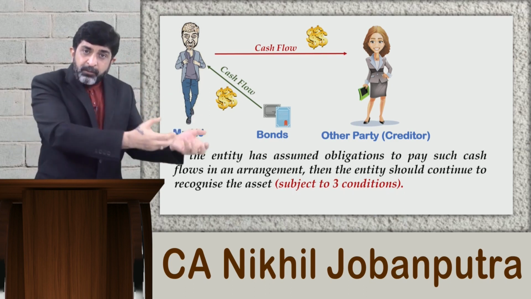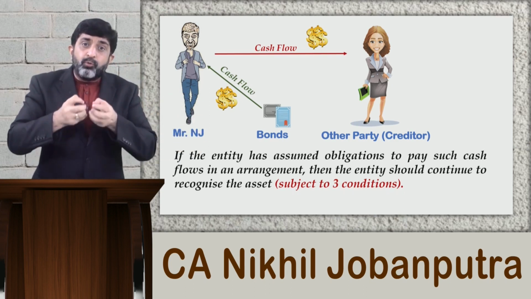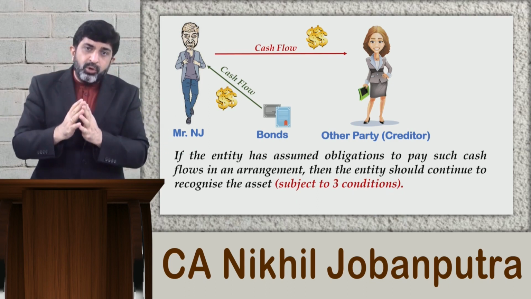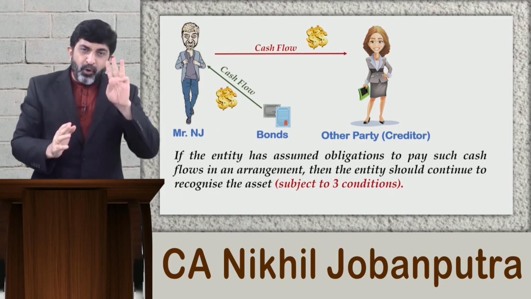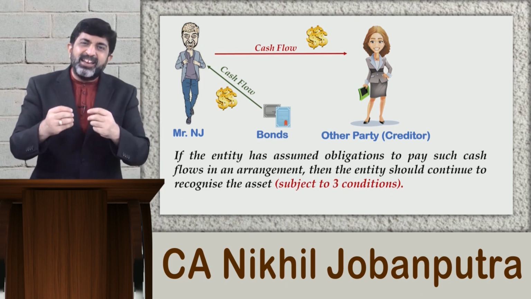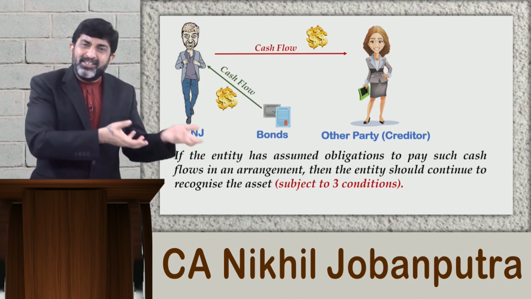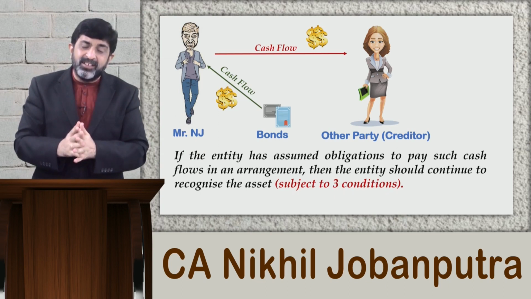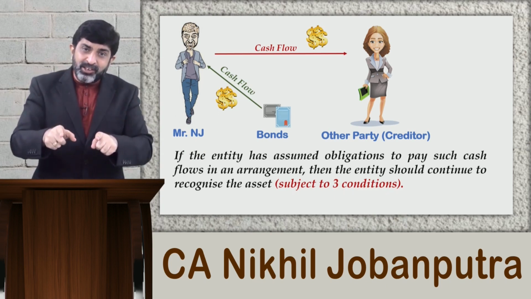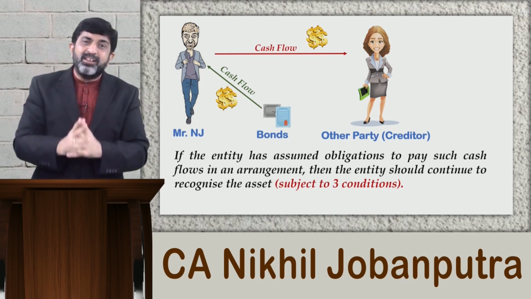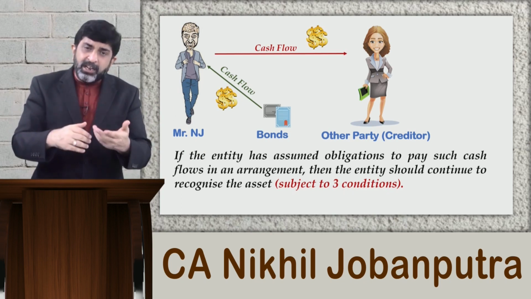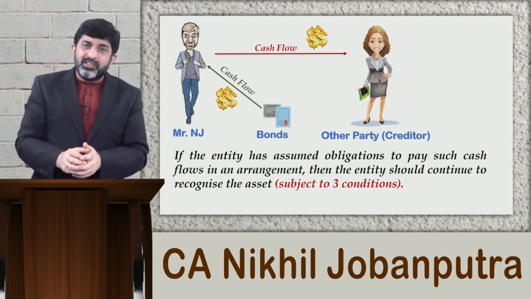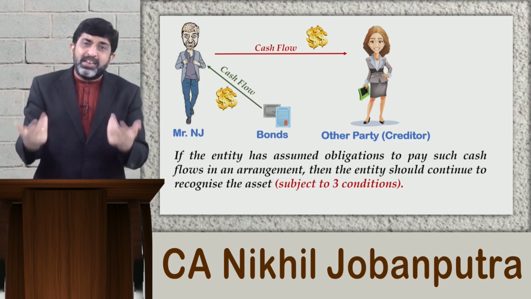Third condition, if I receive cash flow, then without making any material delay, I must pay you that cash flow without delaying. If all 3 conditions exist, then it is clear that I am just managing that asset. I don't have any benefit obtained out of that asset. In such a case, if all the 3 conditions are fulfilled, then the asset should better be derecognized. And definitely looking into other factors like who has control.